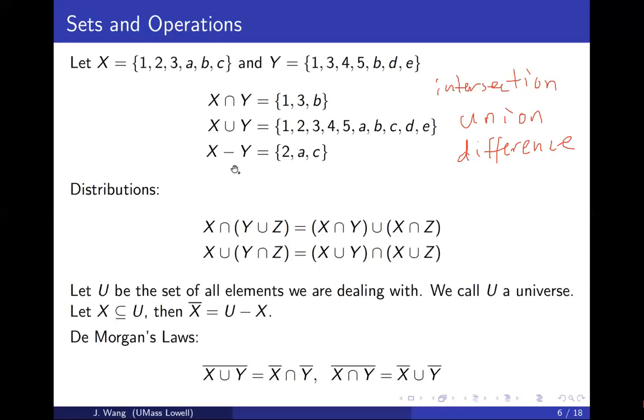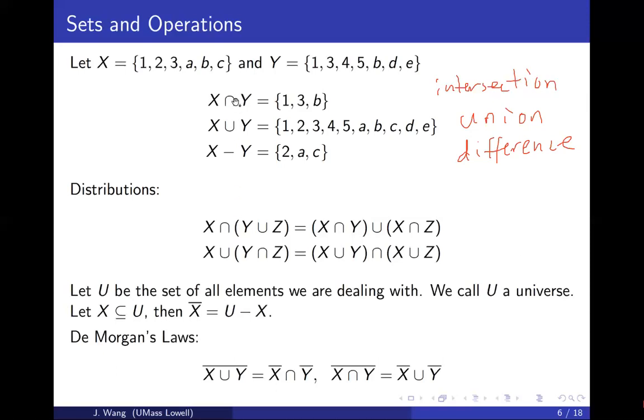1 is in X and 1 is in Y, so you only put one copy of 1 in here. And the difference, we call it minus. So X minus Y would be anything that's in X but not in Y. For instance, 1 is in X, but 1 is also in Y, so 1 is not in the difference. And 2 is in X, and 2 is not in Y, so 2 is in X minus Y. Similarly for A and C.